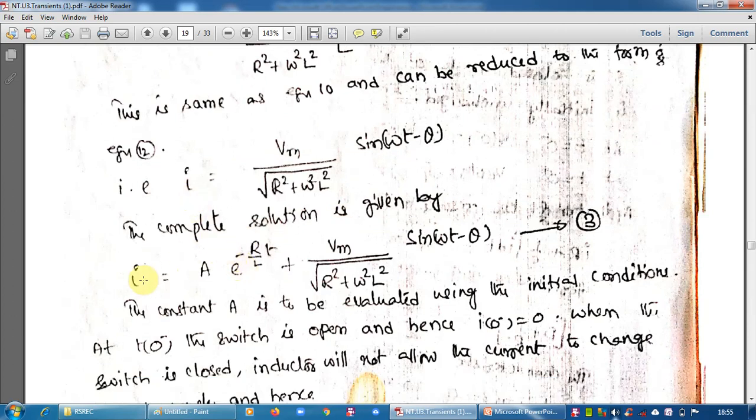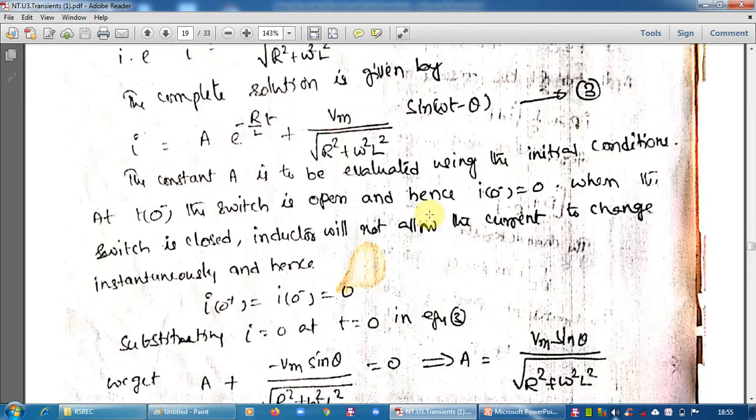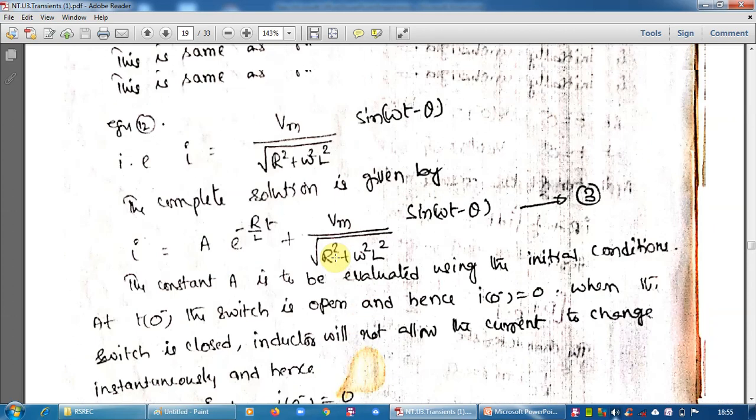The total solution is what? Transient response plus steady state response, IT plus IS, written here. IS is this. Now we have to determine the arbitrary constants A, that's all. To determine arbitrary constants, we have to make use of initial conditions. Initial conditions are already mentioned here.